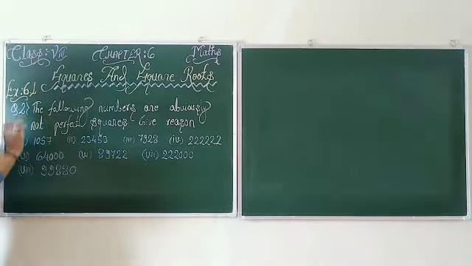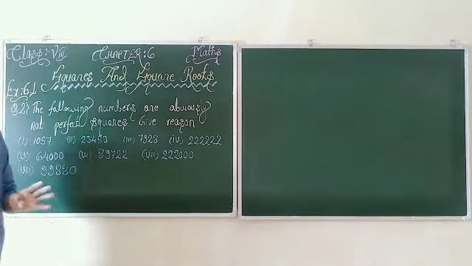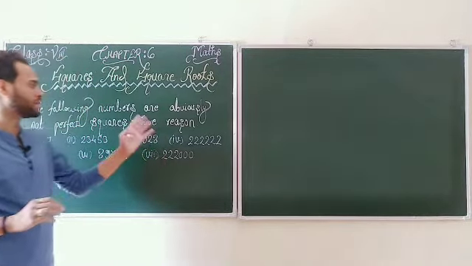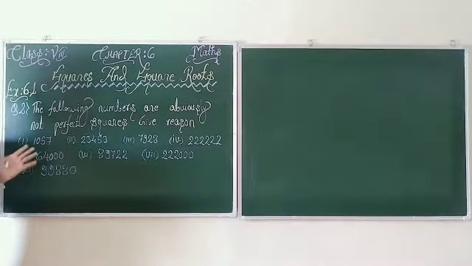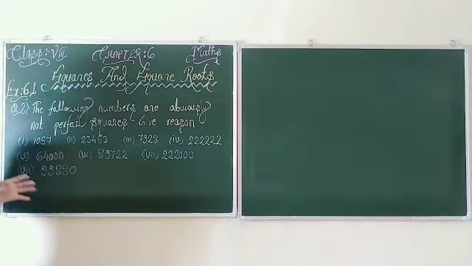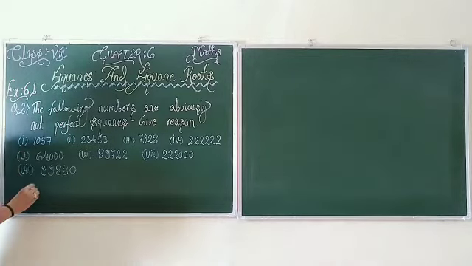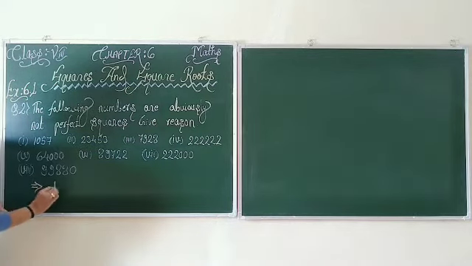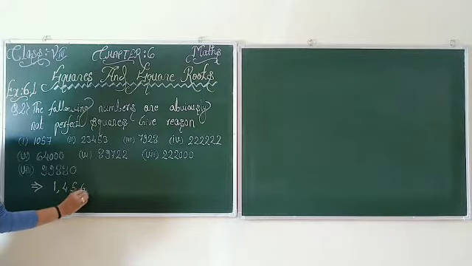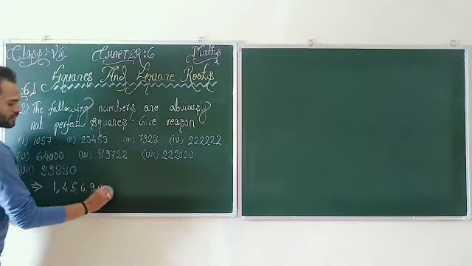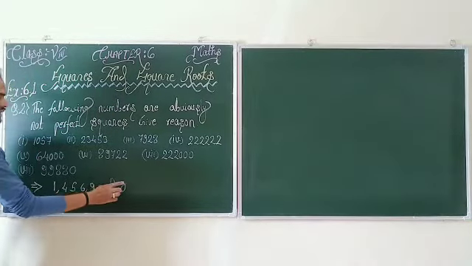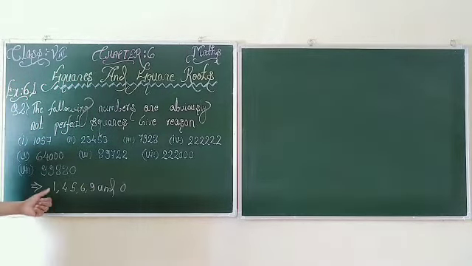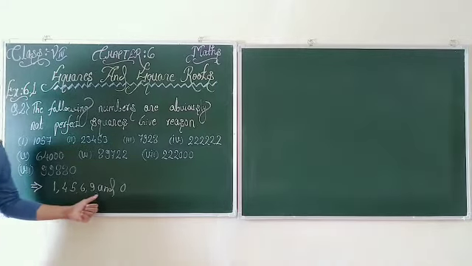In this question they say the following numbers are obviously not perfect squares. The numbers given here are not the square of any number. You are asked the reason, they ask why these numbers are not perfect squares. So first we discuss: the unit digit of any perfect square number is 1, 4, 5, 6, 9 and 0.